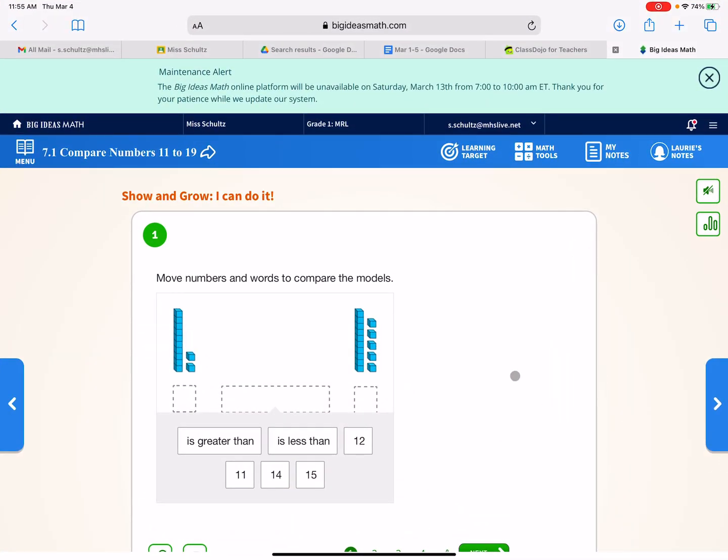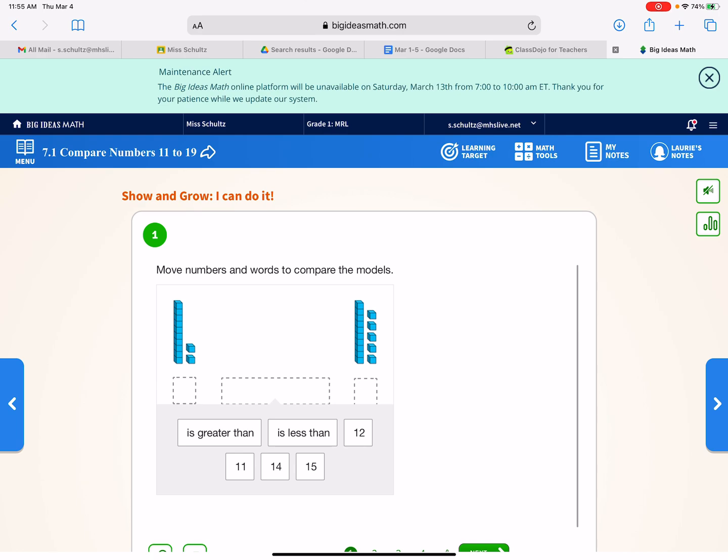But let's hop on over to Big Ideas 7.1. So we are going to be doing greater than and less than, but we're not really working with the symbols as much in the first section, but we are trying to see which model is bigger. So remember, these long rods, how many are in one rod? 10. And then each of these blocks represents 1. So if we look right here, we have 1 rod, so we know that's 10. And then we have 2, so we have 10, 11, 12. So we have 12 for this example over here.